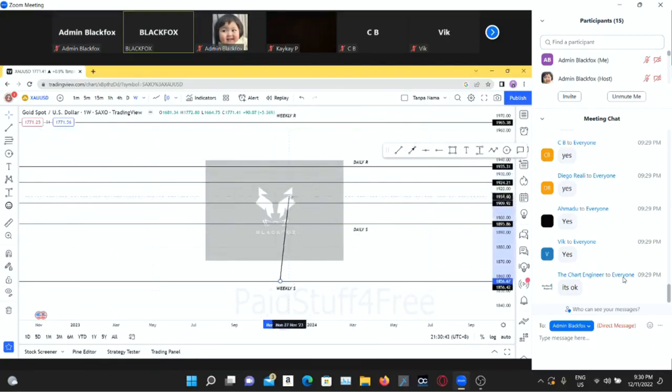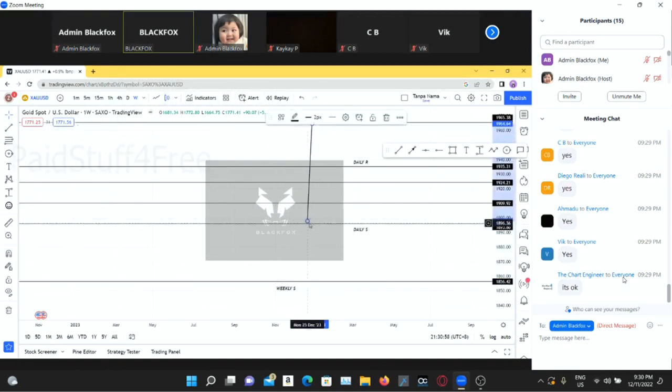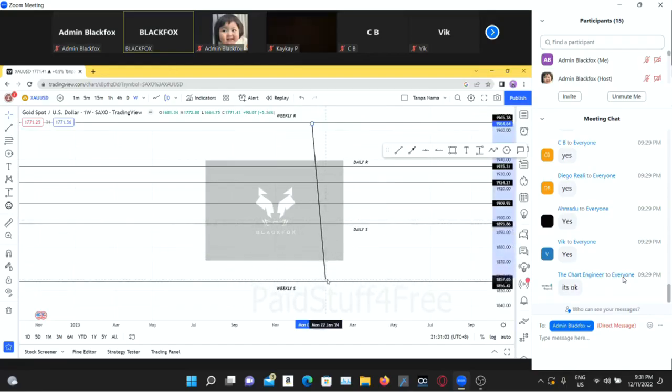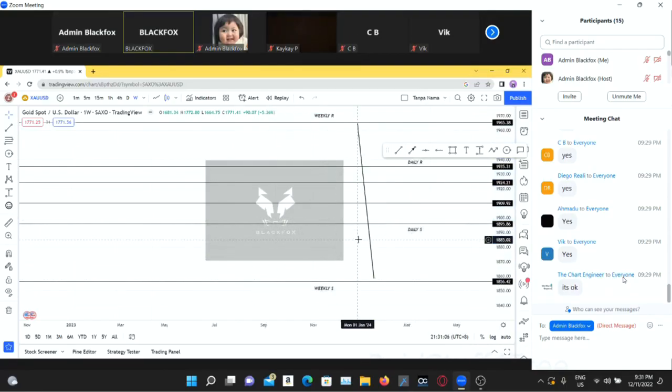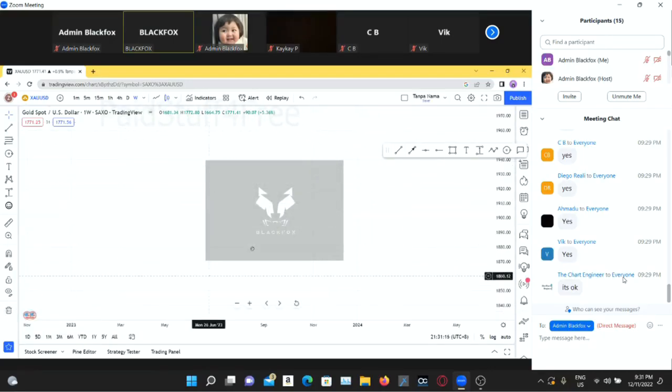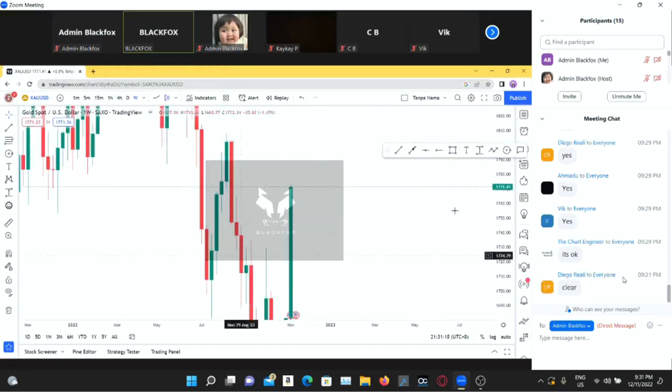If daily resistance breaks, automatically the price will find new weekly resistance. If daily support breaks, from weekly resistance, automatically the price will find new weekly support. Is it clear? If clear, we will go to the real market.